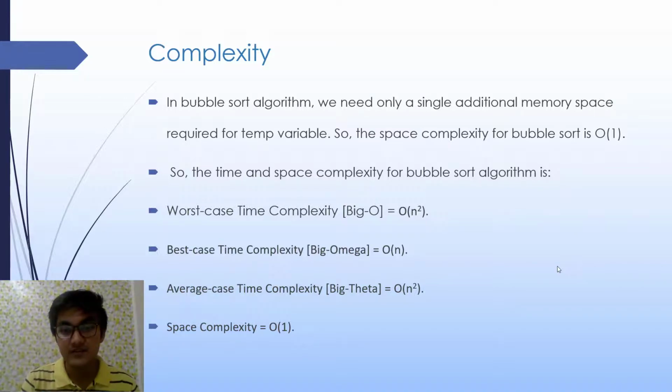So the time and space complexity for the bubble sort algorithm is shown below. The worst case complexity is big O n square, the best case complexity is big omega n, the average case complexity is big theta n square, and the space complexity is O(1).